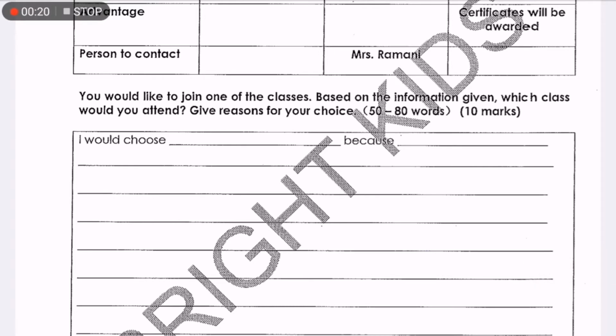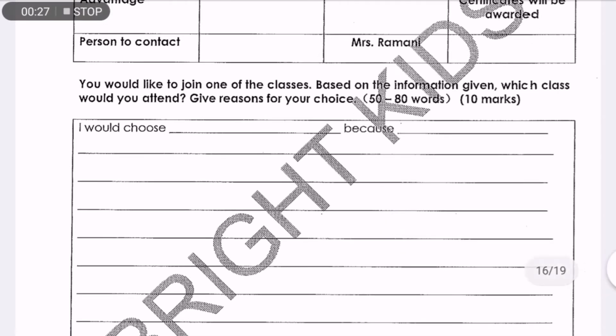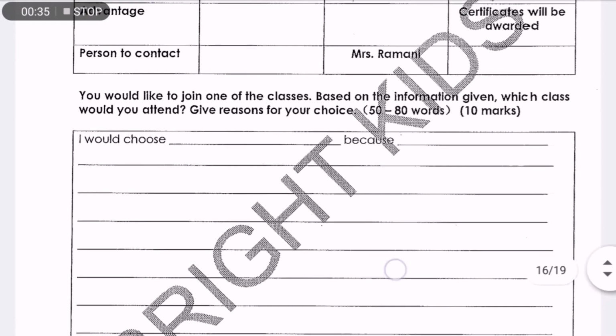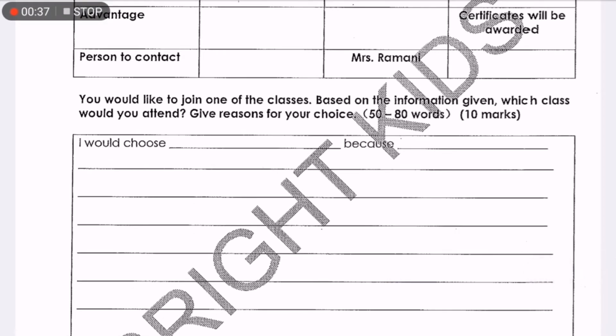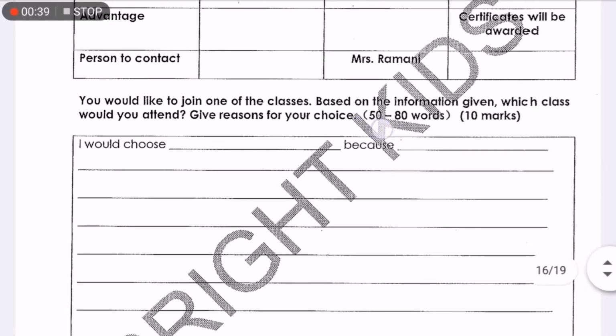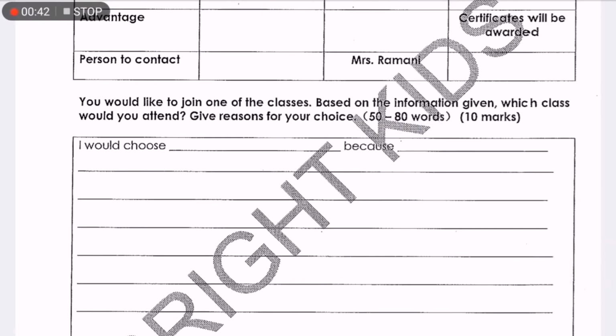Before we answer any section B question, there are a few things that we need to take note of. Number one, we need to understand the question. In order to write the answer, we need to understand what the question requires of us. Number two, we need to look at the word limit. In this case, it's 50 to 80 words. For any words written beyond 80 words, marks will be minus by the teacher during the examination. So we need to take note of that.